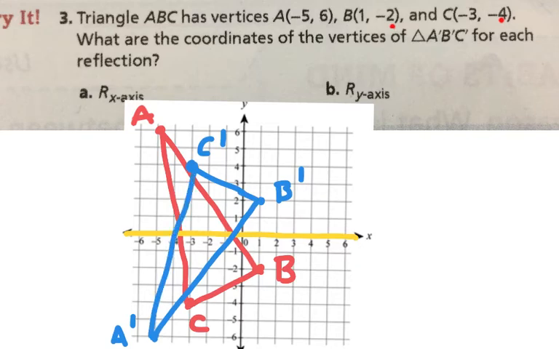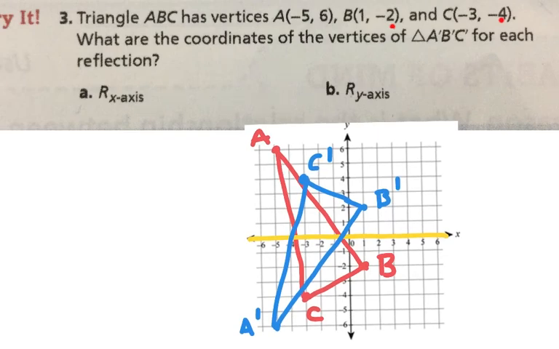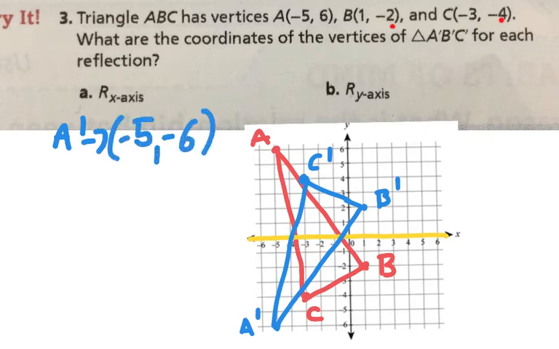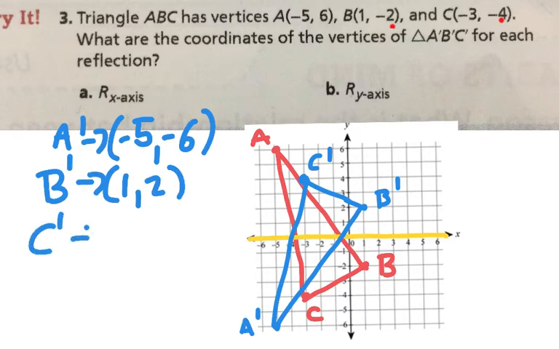And so now I've done the reflection. It wants to know what are the new coordinates for A prime, B prime, and C prime. A prime, the coordinates would be at -5, -6. B prime, the coordinates would be at 1, 2. And C prime, the coordinates are at -3, +4. So what happened to my coordinates? When I reflected over the x-axis, I changed the signs of all of my y's. Which is what we said was going to happen.